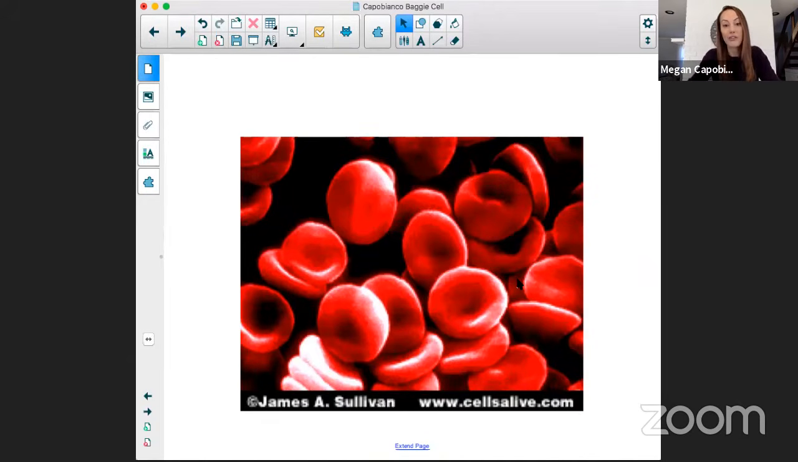And then my personal favorite, the red blood cells. These have a round shape that dips down in the middle, almost like a donut. Does anybody know the function of a red blood cell?